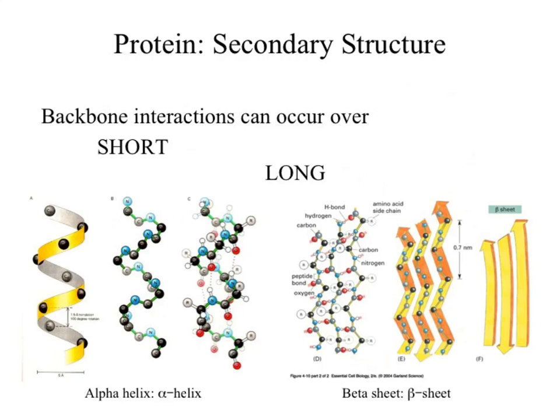So what are we referring to when we say short versus long? It's not the length of the hydrogen bond, but the distance between what atoms are actually causing our hydrogen bonding interaction. In the alpha helix, our hydrogen bonding action is happening very quickly, within a couple of amino acids within the straight chain.